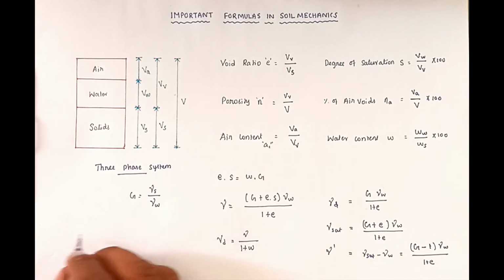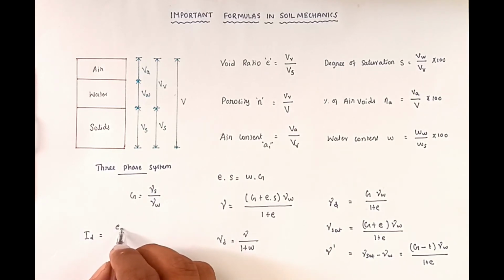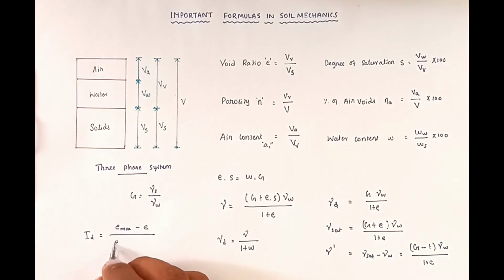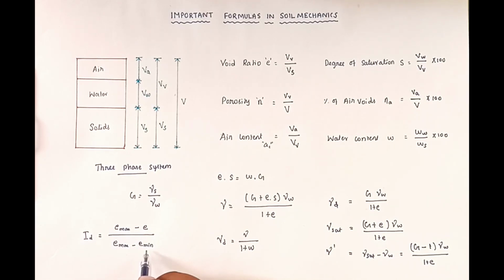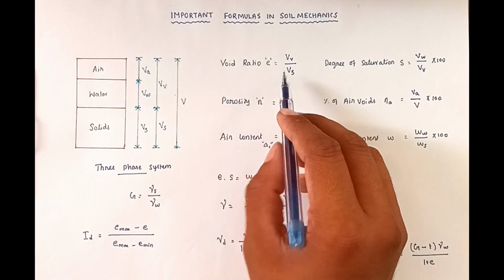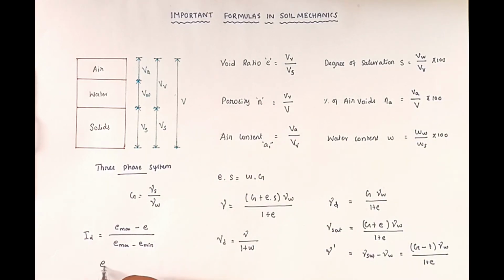Then next one is relative density. Relative density I_D equals (e max minus e) divided by (e max minus e min). Here e max is the maximum void ratio and e min is the minimum void ratio. The void ratio has no upper limit, but the void ratio will not be 0.